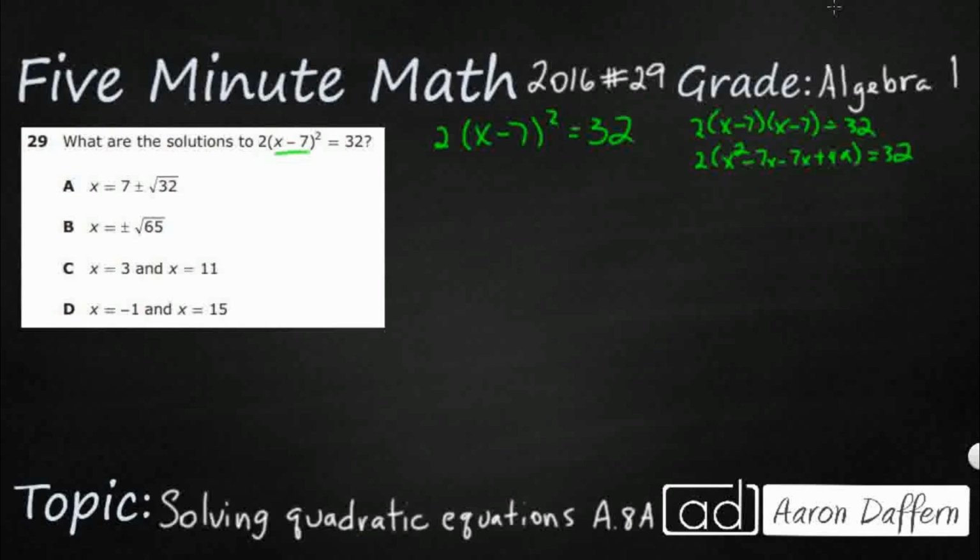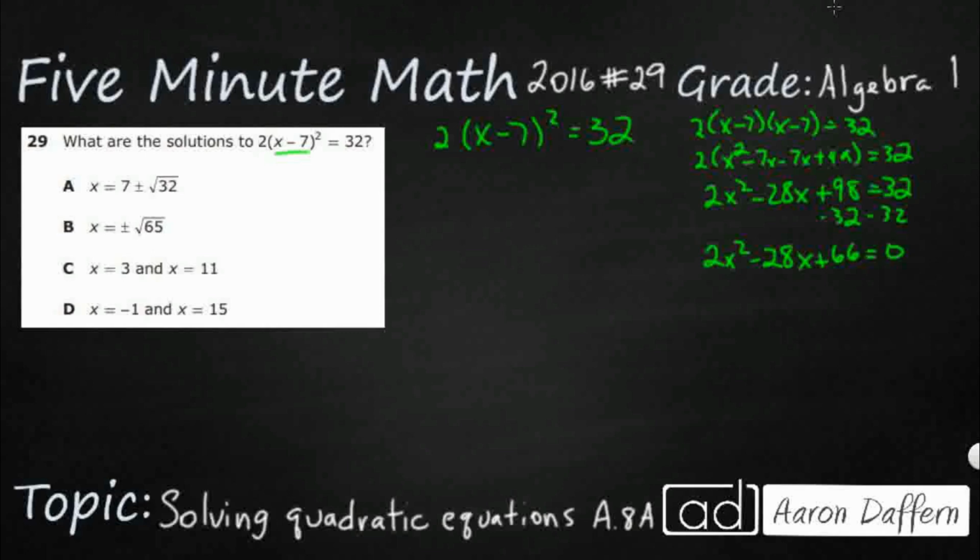So now we need to distribute that 2 in there, so it's going to be 2x squared minus 14x times 2, which is minus 28x, plus 49 times 2, which is a plus 98, equals 32. Now if we take 32 away from both sides to make that equal 0, this is what we get: 2x squared minus 28x plus 66 equals 0.